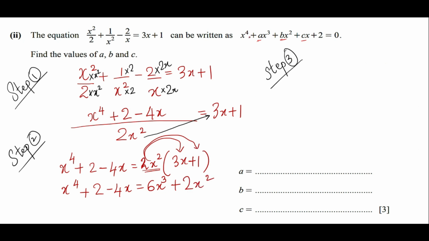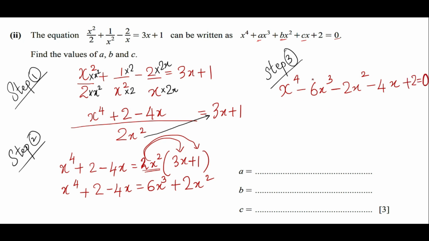Step 3. Now we are very close to the answer. You can see that there is x to the power 4, x to the power 3, x to the power 2. So all that we need is some rearrangement, shifting all the terms to the left hand side to get a 0 on the right hand side. So that is step 3. So rearranging, I have x to the power 4, minus, so plus 6x cubed on the other side becomes minus 6x cubed. I have a plus 2x squared which becomes minus 2x squared. I already have a minus 4x and a plus 2 equal to 0.